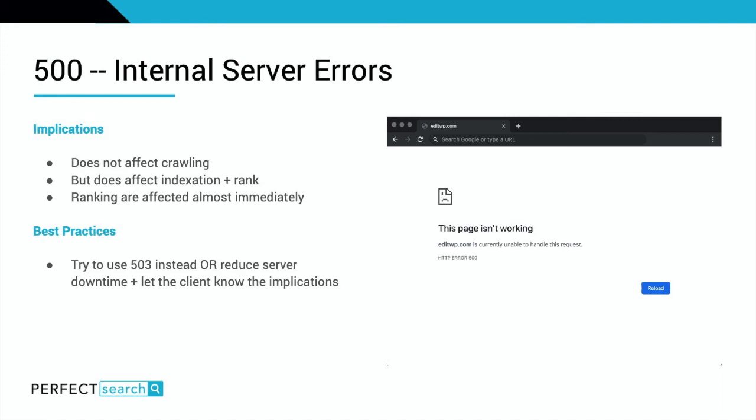Some implications of this: it does not affect crawling, but it does affect indexation, and rankings are affected almost immediately. So if you've got a page where the server can't handle all the different requests, it'll actually just completely fall out of the index. If this happens, some best practices: try to use 503 Unavailable instead, which we'll talk about on the next slide, or reduce the server downtime and email the client and let them know that the server is down and it needs to be fixed on their end.